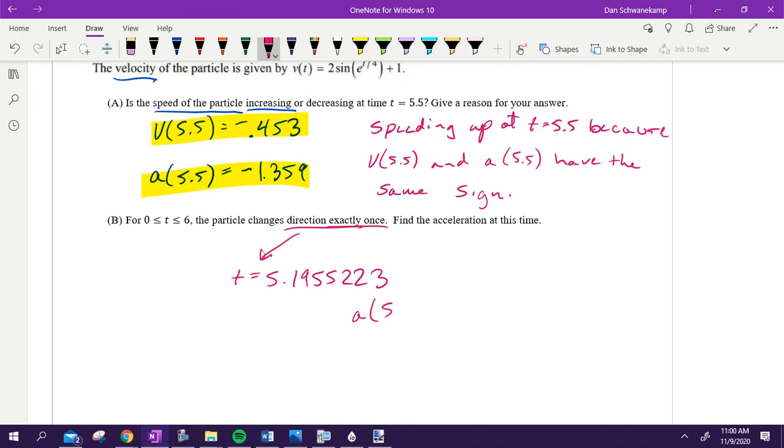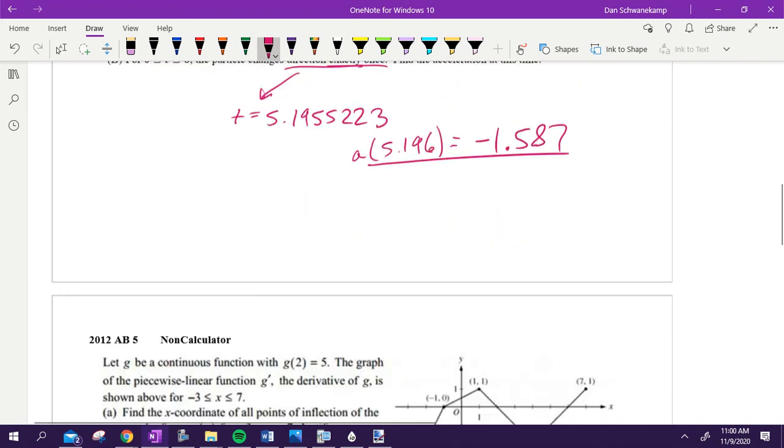So the acceleration at 5.196 was -1.587. Now I can round because that is my final answer. Makes sense what we did. We found the place where it changed directions, and then we plugged that number into the derivative. Okay, again, you cannot round it. Questions there on the front side? Calculator with motion. We have to be good at both of those things.